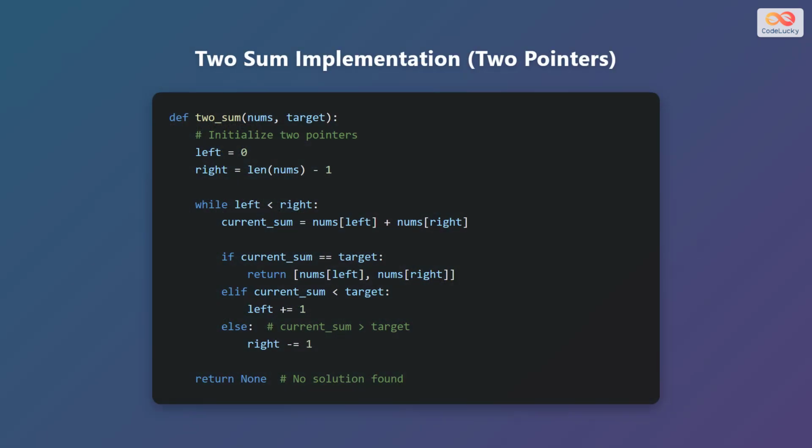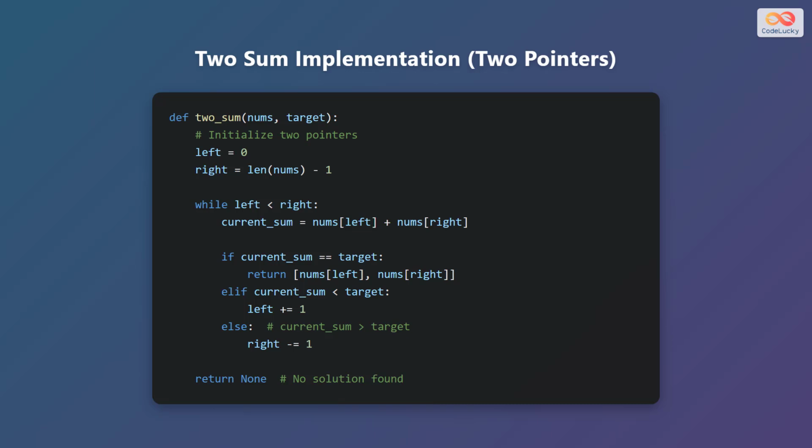Here's how we can implement the two-sum problem using the two-pointers technique in Python. First, we define a function called two_sum that takes two arguments: nums, which represents the sorted array of integers, and target, which represents the target sum. Inside the function, we initialize two pointers: left, which starts at the beginning of the array, and right, which starts at the end of the array.